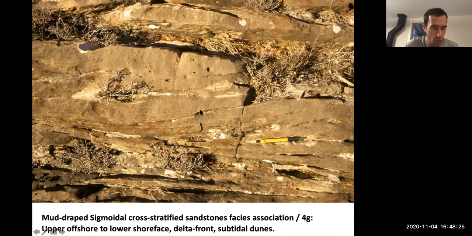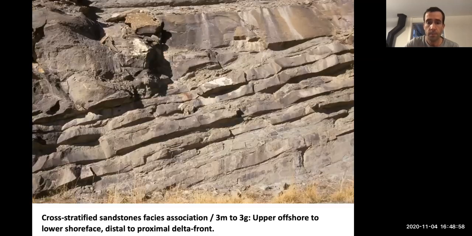Here you have a closer view of sandstone, quite coarse, even sometimes with little granules and gravels, and of course sigmoidal bed forms with clay drapes in between and thinning and thickening tidal bundles. The influence of tide is really strong, and this is upper offshore to lower shoreface, meaning really shallow in the delta front, probably subtidal dunes. This is a very nice facies association that we interpret to be in the delta front.